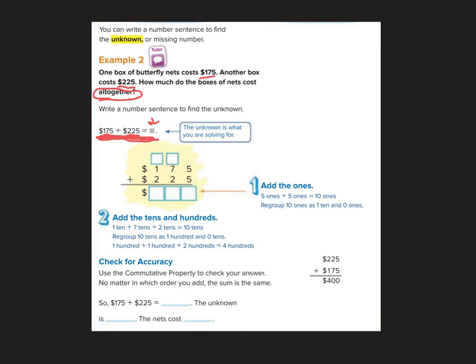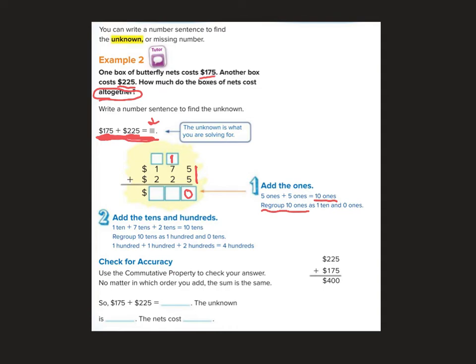Okay, so what we're going to do now is we're going to solve it. Here we go. 5 ones plus 5 ones equals 10 ones. We can regroup 10 ones as 1 ten and 0 ones. So 1 ten is going to go in the tens place, the tens column, and our 0 ones are left over after we trade in all of our 10 ones.